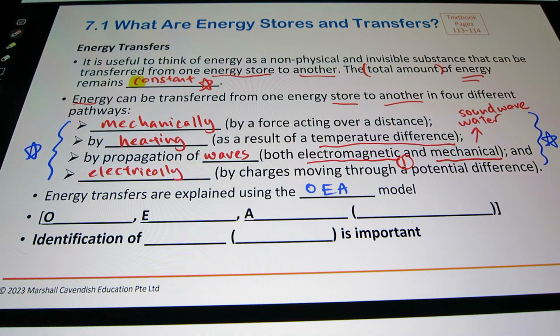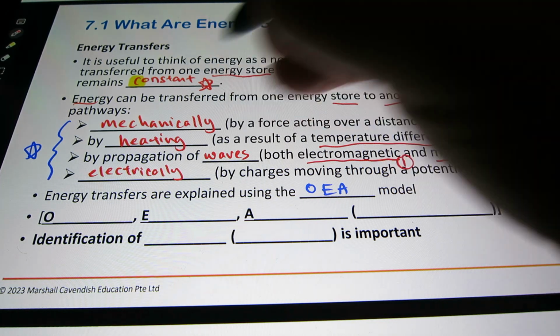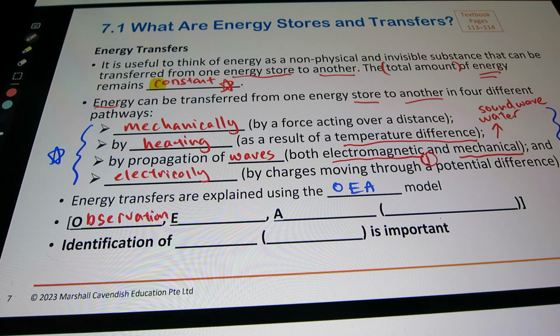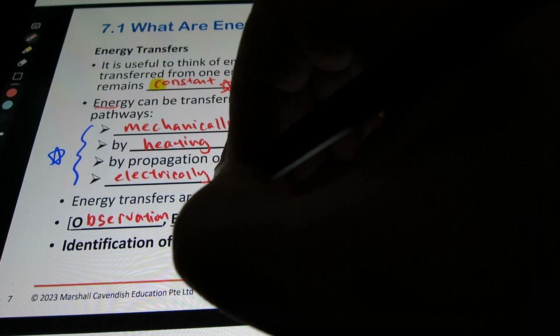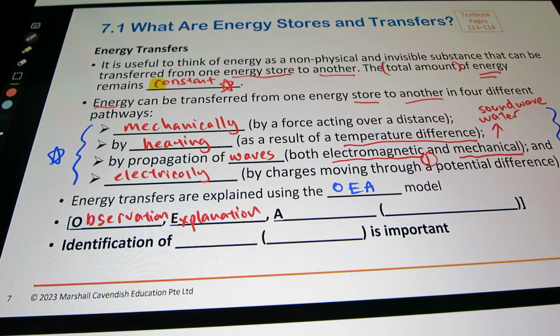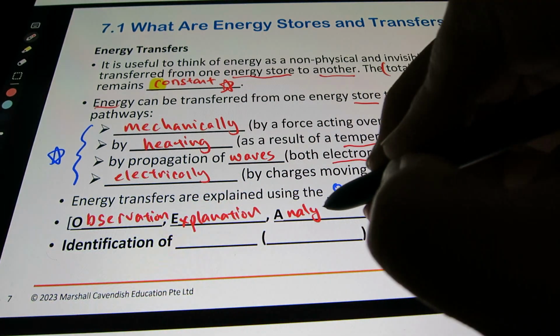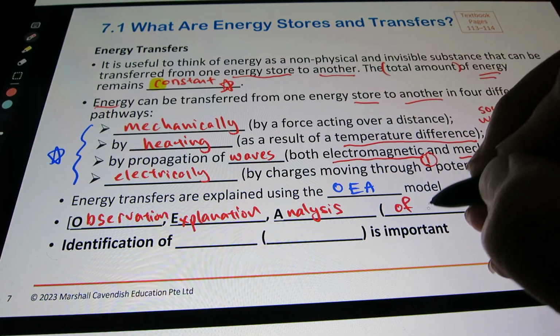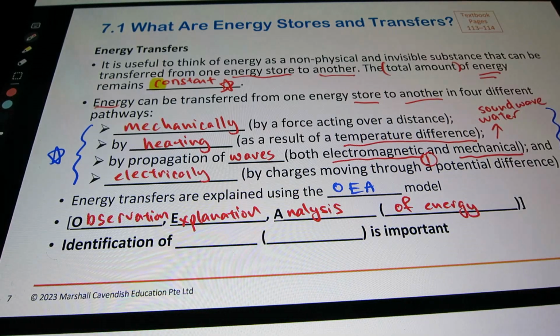Now, the energy transfers that you learn here should be explained using something called an OEA model. So this OEA model basically stands for, first you state your observation that you see for O. Your observation of the phenomenon, after which you then explain how the phenomenon happens, and then you do an analysis. What analysis are you using? You are doing an analysis of the energy that is involved.